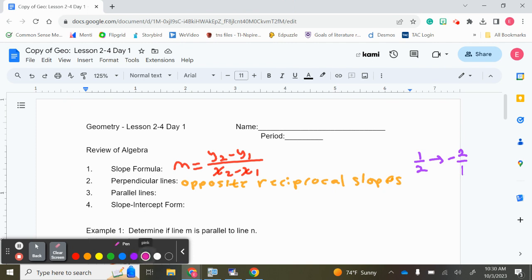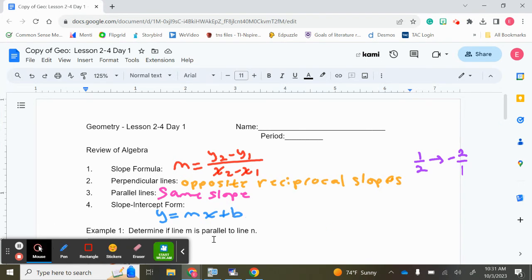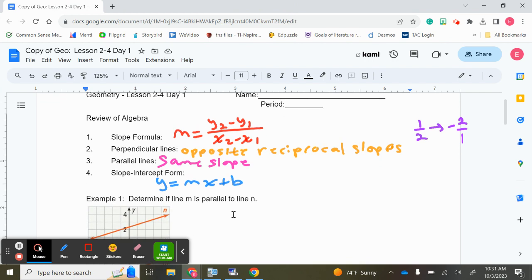All right. Parallel lines are the easiest. They have the same slope. And then just a reminder for slope-intercept form, that is y equals mx plus b. That is the form we are going to use in order to determine the equations for some of these lines, okay? Questions on this? Anything?